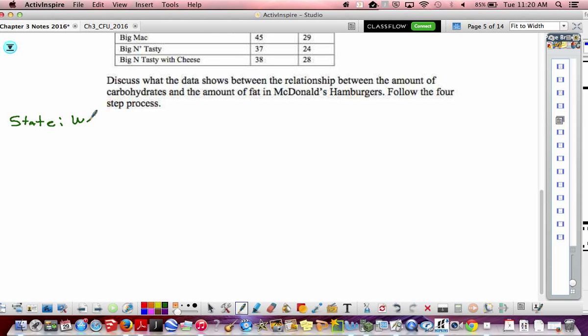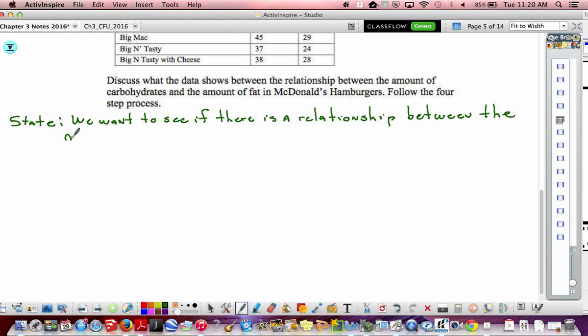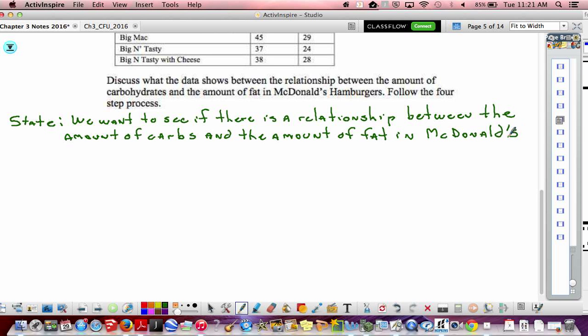So we want to see if there is a relationship between the amount of carbs and the amount of fat in McDonald's hamburgers.